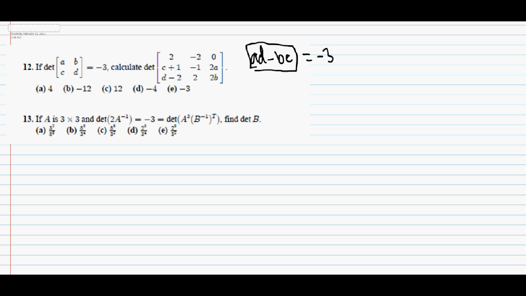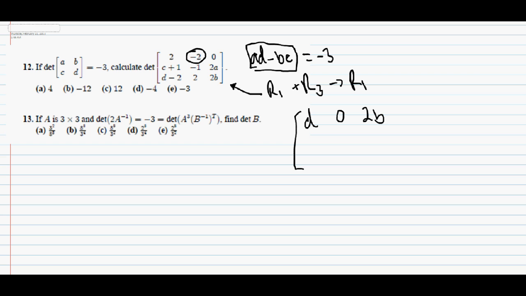Now, this is very messy right here. I'm going to clear up some of this, and get rid of this -2 up here. I'm going to do that by doing row 1 plus row 3, which changes row 1. What that does is it gives us d over here. You get 0, 2 plus -2, and then you get 2b up here. Then that means you have c plus 1, -1, 2a, d minus 2, 2, and 2b right there.